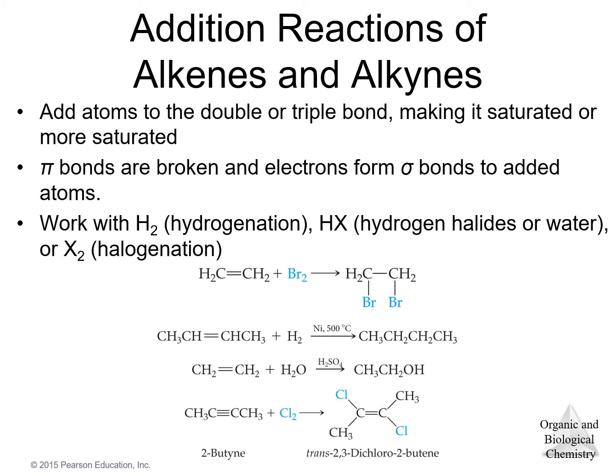Now, they have different types of reactions. I talk about this in organic chem all the time. The pi bonds are broken, and they form sigma bonds. You can have hydrogenation, addition of hydrogen halides or water, that's HX, or halogenation, when it just adds halogens. So you're going to hear about these reactions all the time. Halogenation, hydrogenation. You're going to hear those all the time.